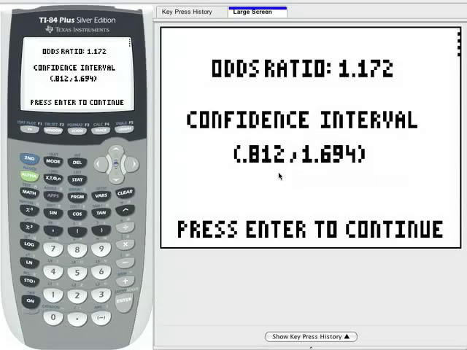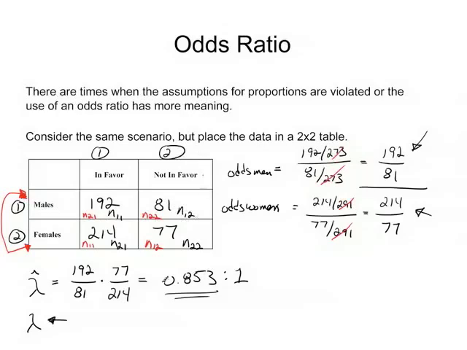The only difference here is that this is the interpretation of women to men, whereas this was the interpretation of men to women. They mean exactly the same thing.